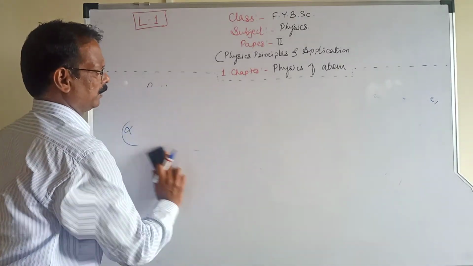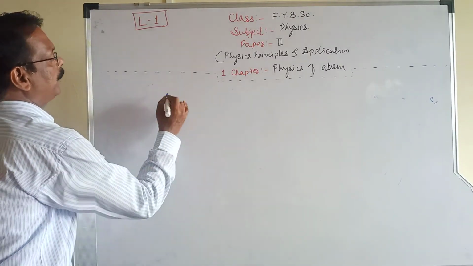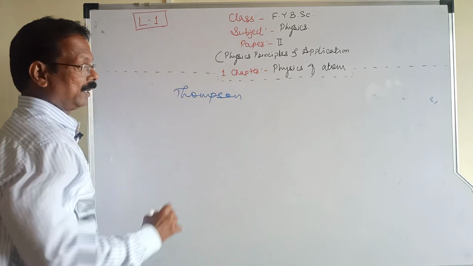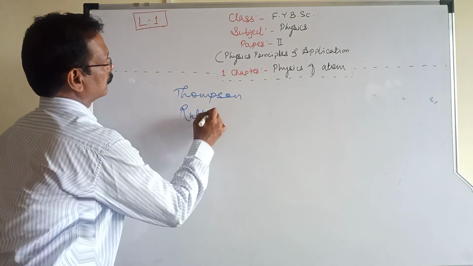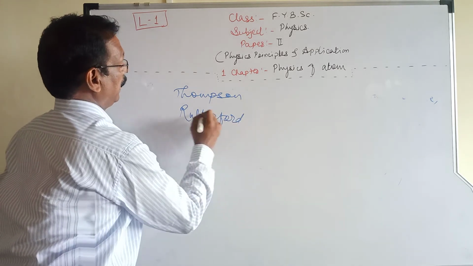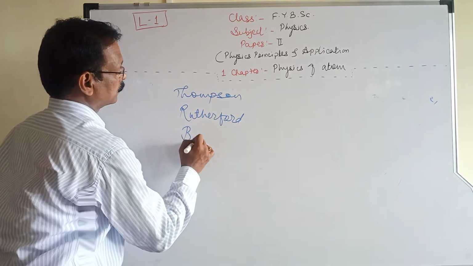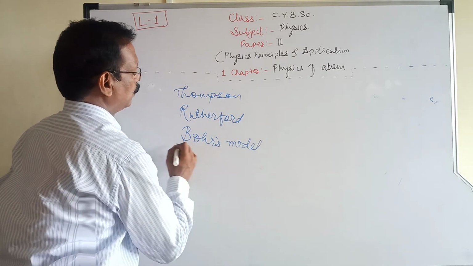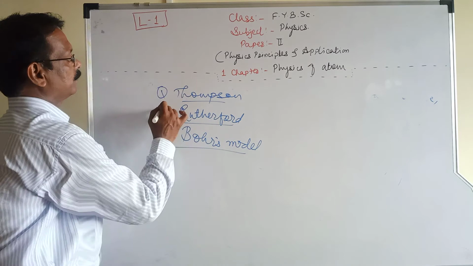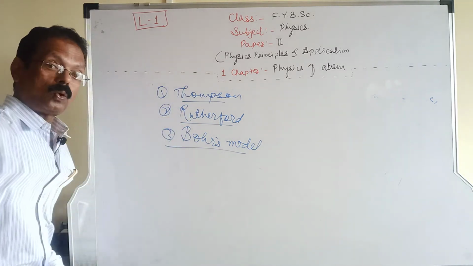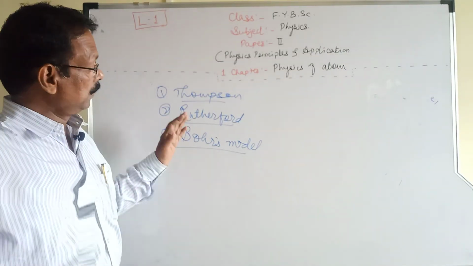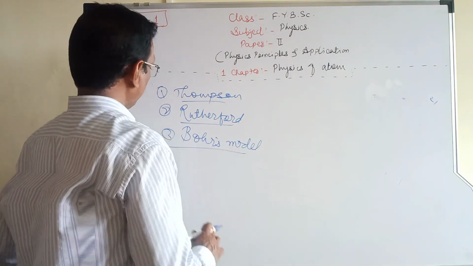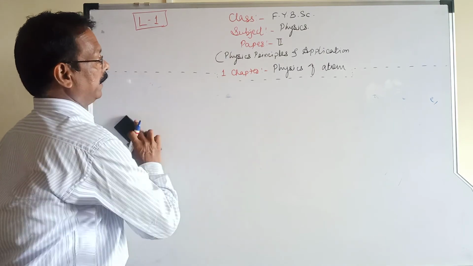In the next lecture we will see that the first is the Thomson atomic model, next is Rutherford, and third is Bohr's atomic model. So this is first, this is second, and third. Bohr's atomic model is very interesting and important. We can see it in the next lecture.